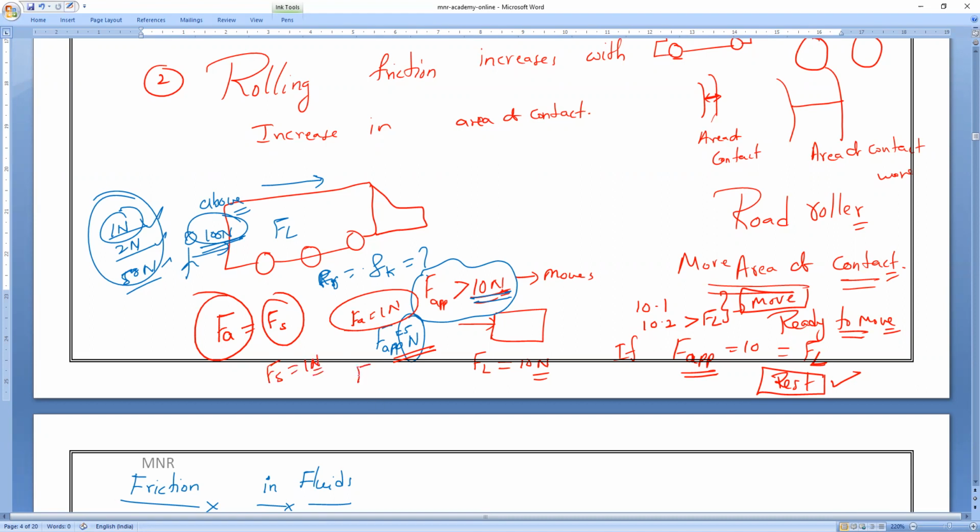I'll ask Agalya to apply. Agalya will apply 2 Newton force. Then what is the static friction? Static friction is also 2 Newton. That is why I'm saying static friction is always variable. Understand? Clear now?